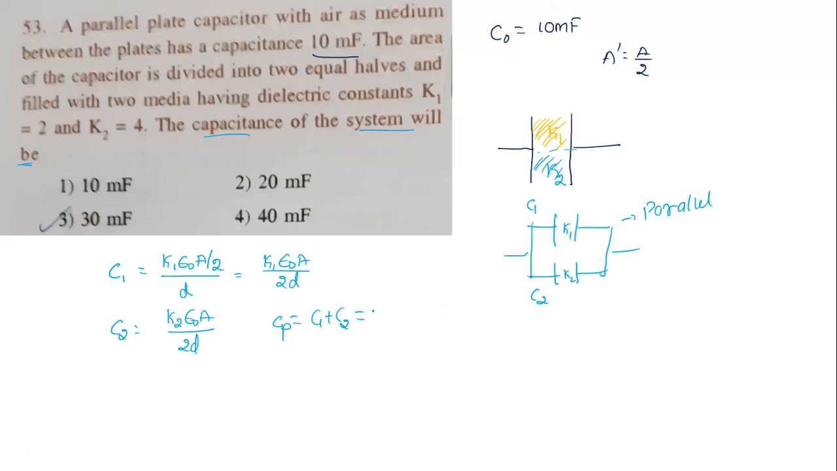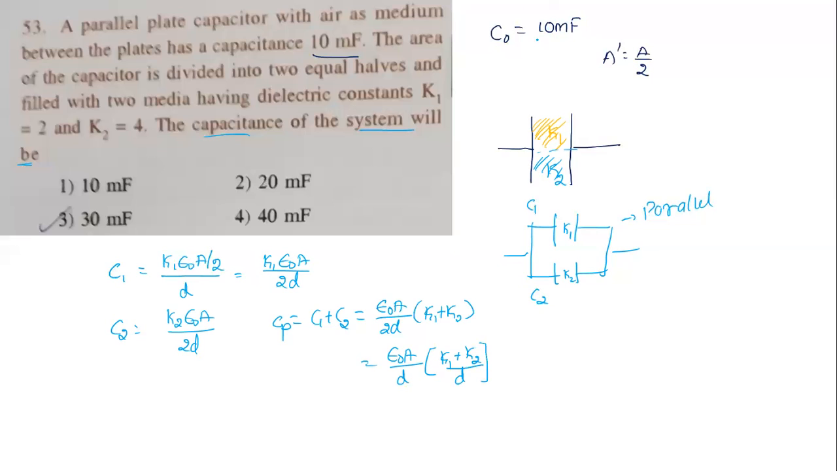What is common that we can take out from C1 and C2? We can take common epsilon naught A by 2D, and what remains is K1 plus K2. So I can write this as epsilon naught A by D into K1 plus K2 by 2.